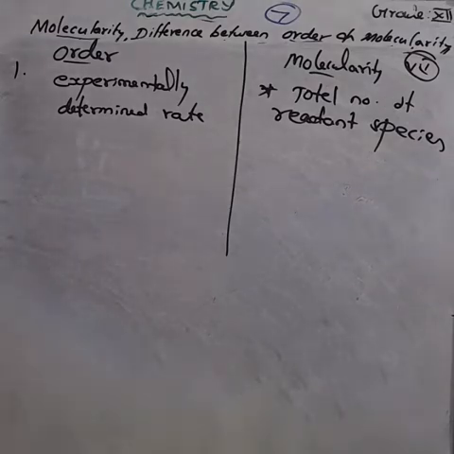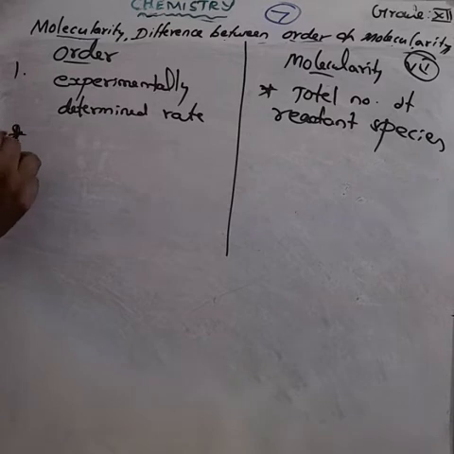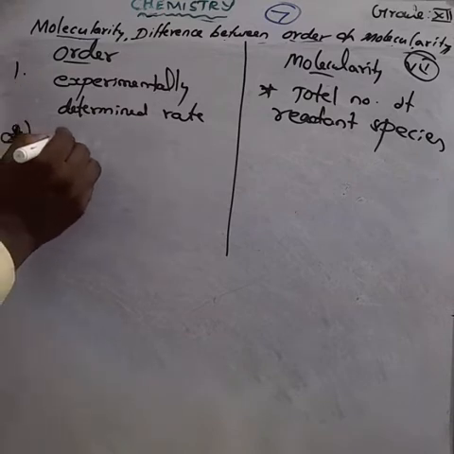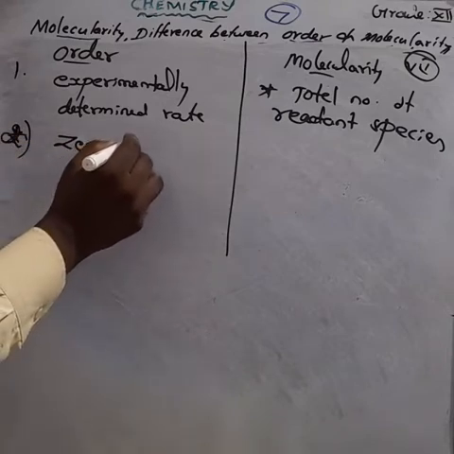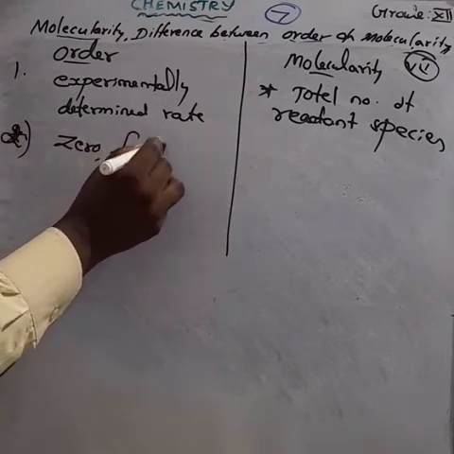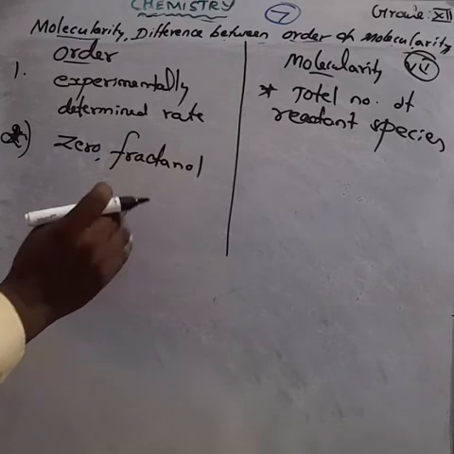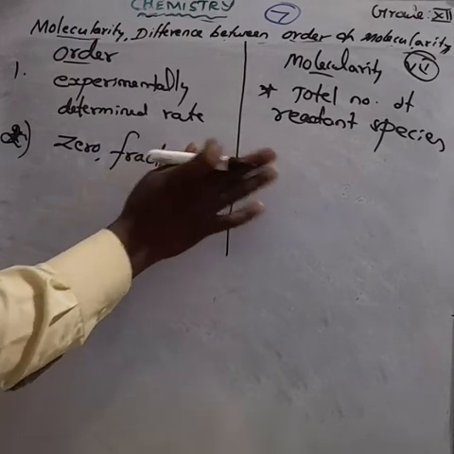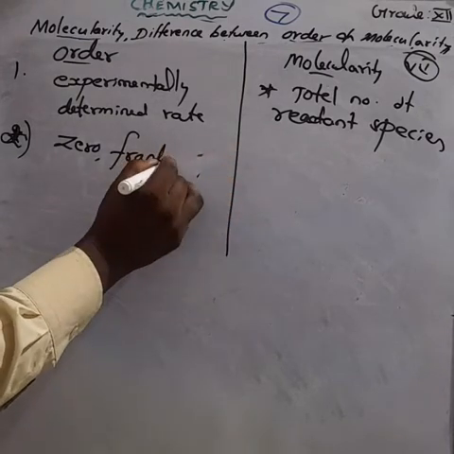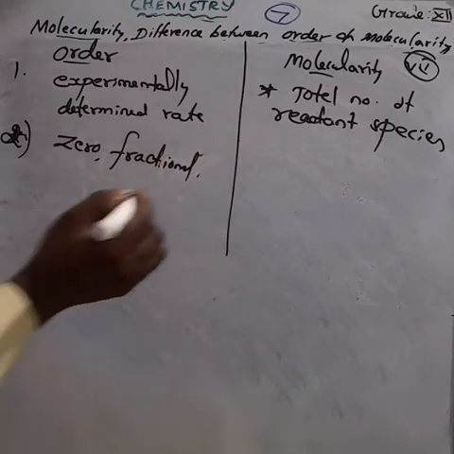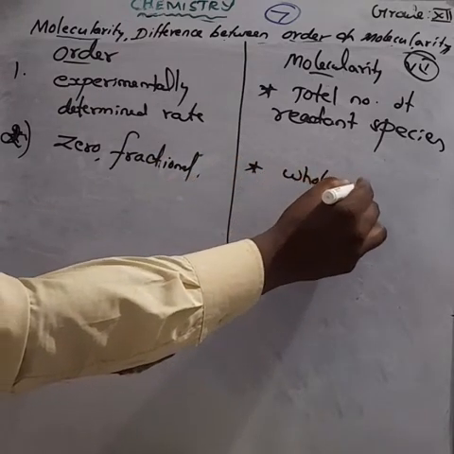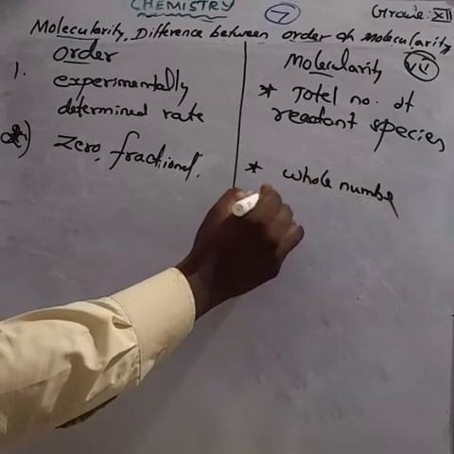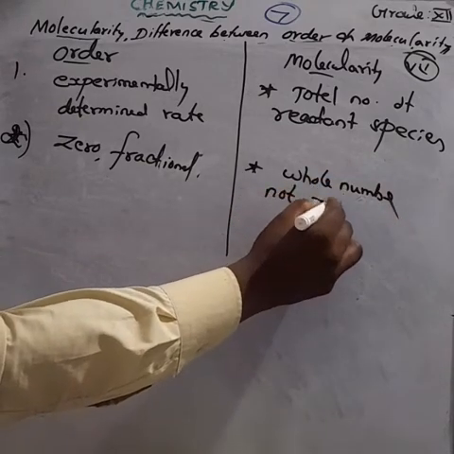What is the second point? In the order of the reaction, it can be 0. One of the very important points: it can be 0, fractional or integer. Molecularity is always a whole number, it cannot be 0 or a fractional number.